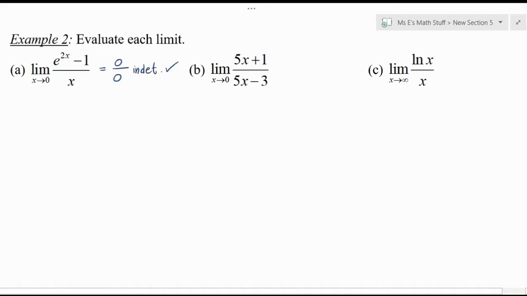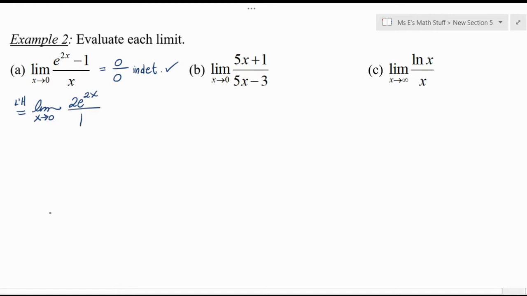Okay. All right, green light for using L'Hopital's rule, with the L apostrophe H over the equal sign. This would equal the limit as x approaches 0 still. And let's take the derivative of the numerator. We'd have 2e to the 2x. And the derivative of the denominator is 1.